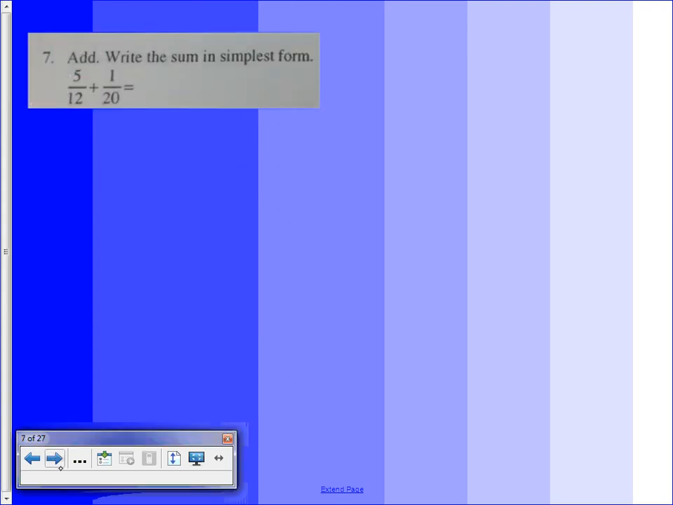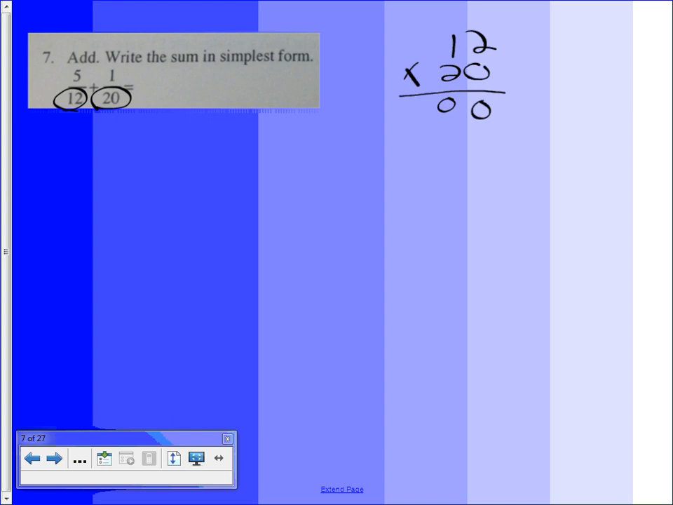Add, write the sum in simplest form. We have 5/12 and we have 1/20. Right away, I'm going to go ahead and find my common denominator. What can 12 and 20 both go into? Now I could multiply these two numbers together and I could get a number. Let's see what number I get when I multiply them together.